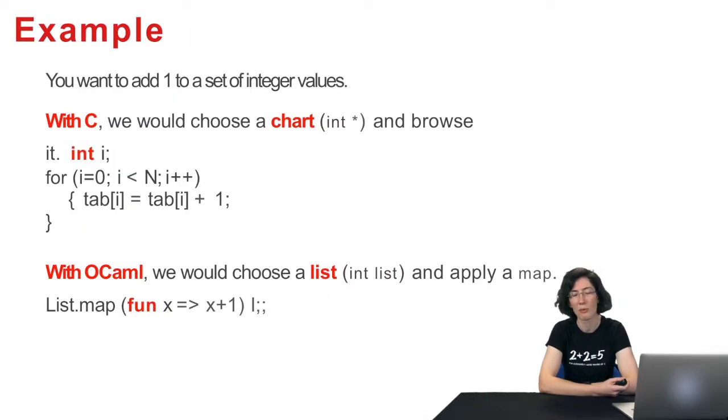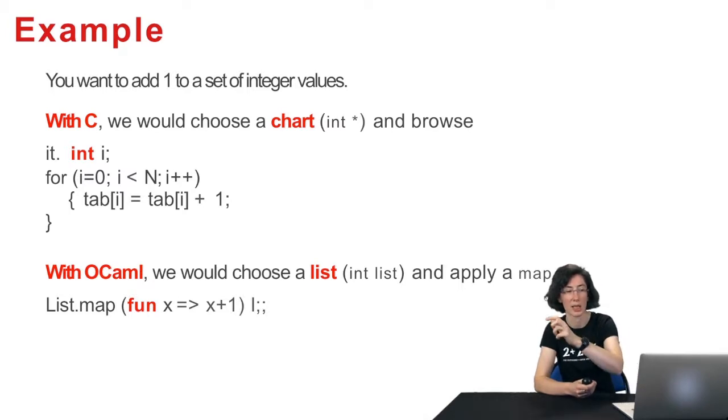A quick example to show you the various ways of programming. Let's imagine we have a set of integer values, and that we want to add 1 to all these values. With C, naturally we would choose an array of a certain size, an int asterisk, a pointer towards an integer array, and we would browse it sequentially. There would be a for loop, browsing every box of the array, and we successively add 1 to each integer.